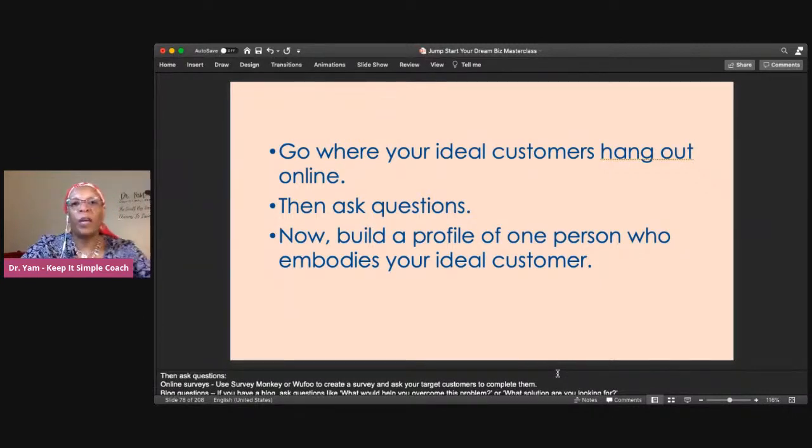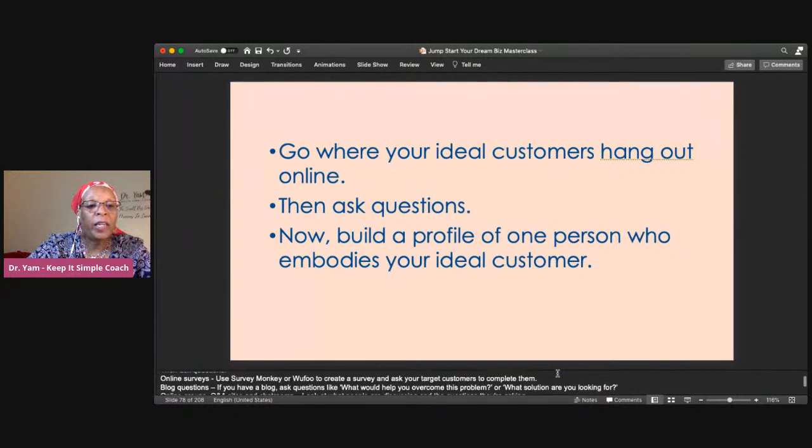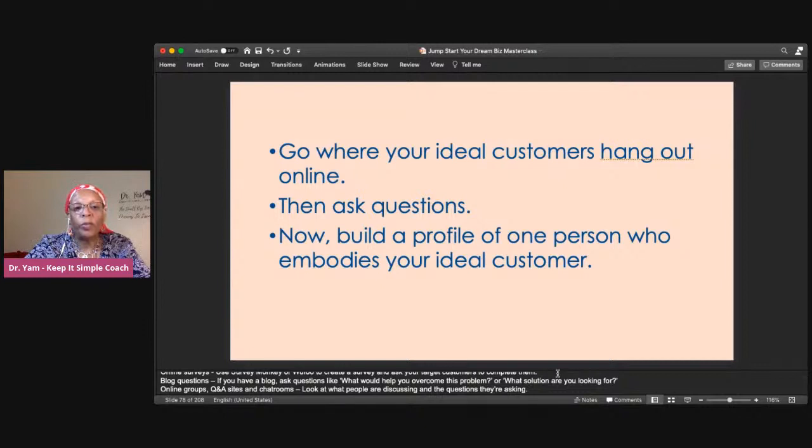Now, another thing that you'll be able to do is you may want to consider doing online surveys. You could use SurveyMonkey or Google Forms, and you can create surveys and get your target customers to give you feedback by completing them. Another thing you can do is in your blog writing, if you haven't already done so, inside of blogs you can offer questions and get some insight and feedback. The other piece is those online groups and Q&A sessions, tapping into seeing what's being talked about so you can get a sense of what questions are being asked and whether you can offer an answer.